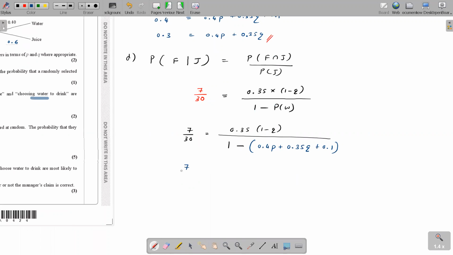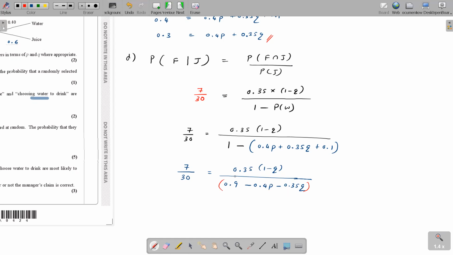Okay, so I get here 7 over 30 equals 0.35 times 1 minus q. I think I can subtract 1. This is minus 0.4p minus 0.35q. 1 minus 0.1 is 0.9, right? And these two guys will be negative, minus 0.4p and minus 0.35q. Is that okay?